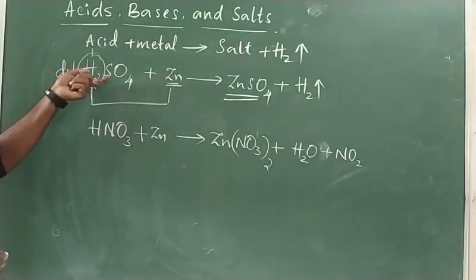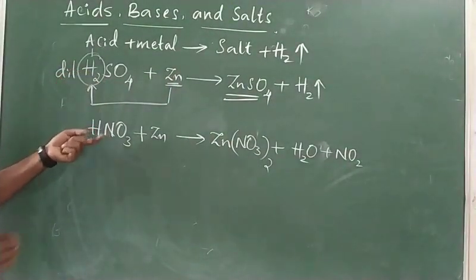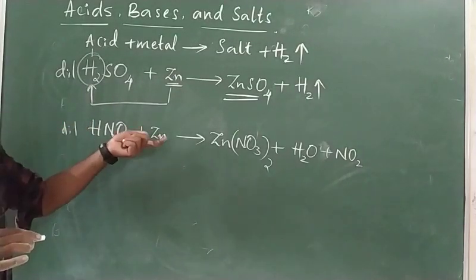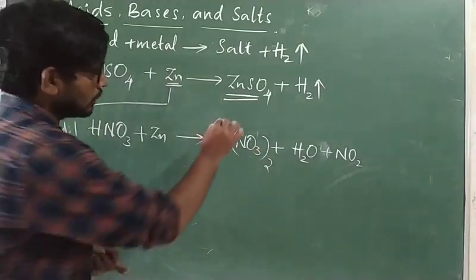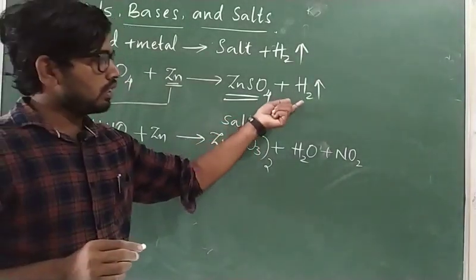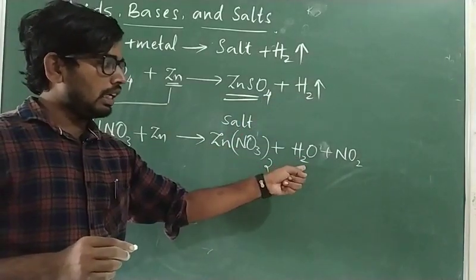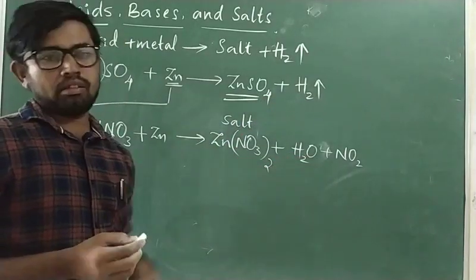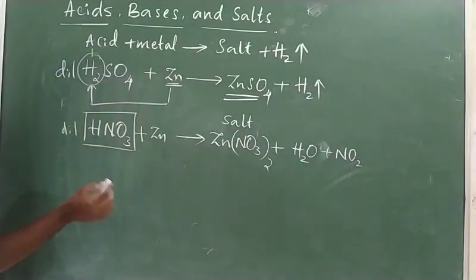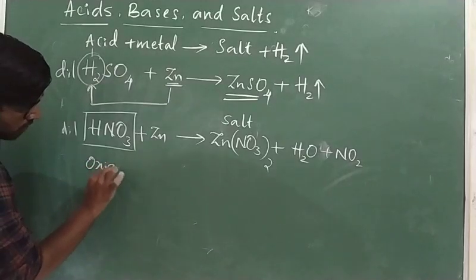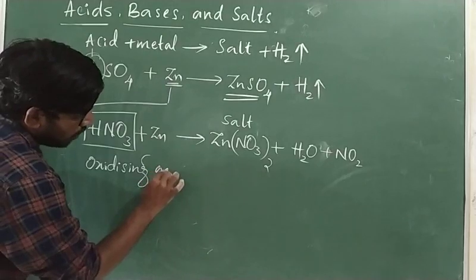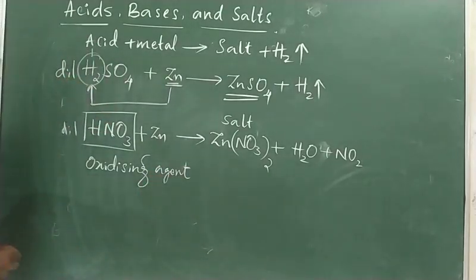So here also we are taking acid, here also we are taking acid. We take dilute also, concentrated also. Nitric acid plus zinc gives zinc nitrate. Salt it is going to produce anyway, like this acid. But here, instead of hydrogen gas, what do we get? We should get hydrogen here, but we are getting water. Why? Because nitric acid acts as an oxidizing agent.